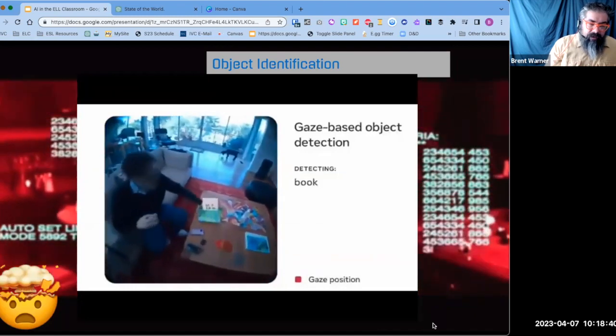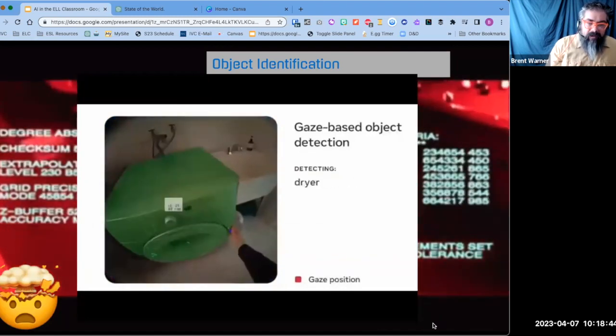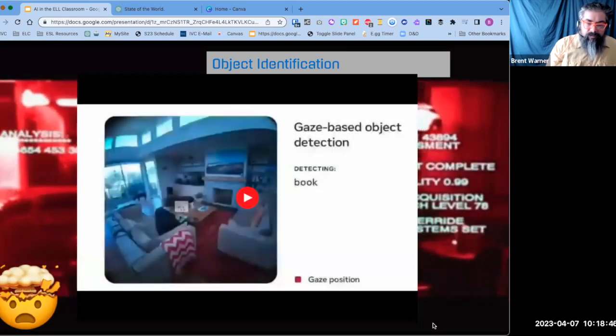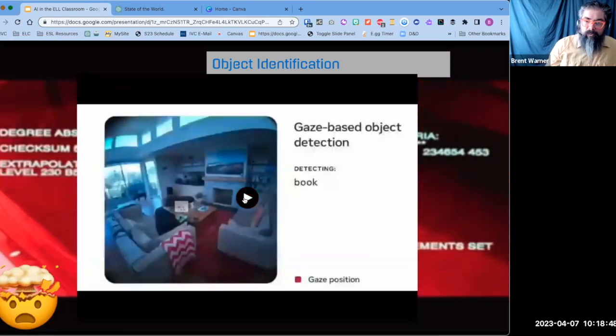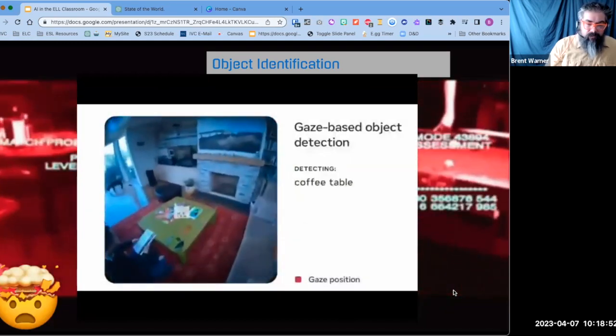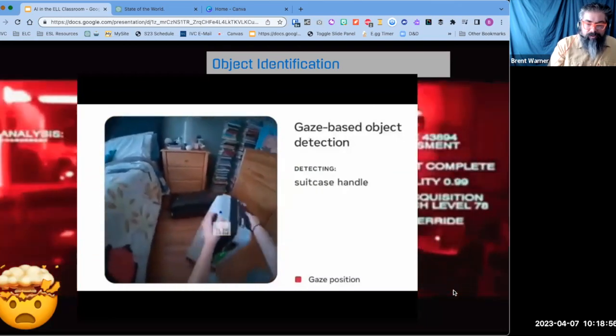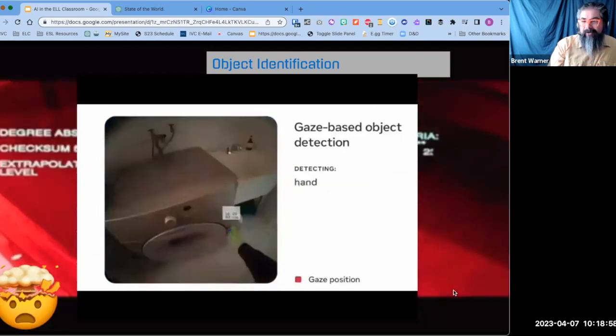So they're moving the camera around, and you can see that it's identifying the items inside of there just as he moves the camera around. Let me play that for you one more time because it kind of goes by quickly. So it's recognizing coffee table, board games, book, stack of books, suitcase handle, suitcase, etc.